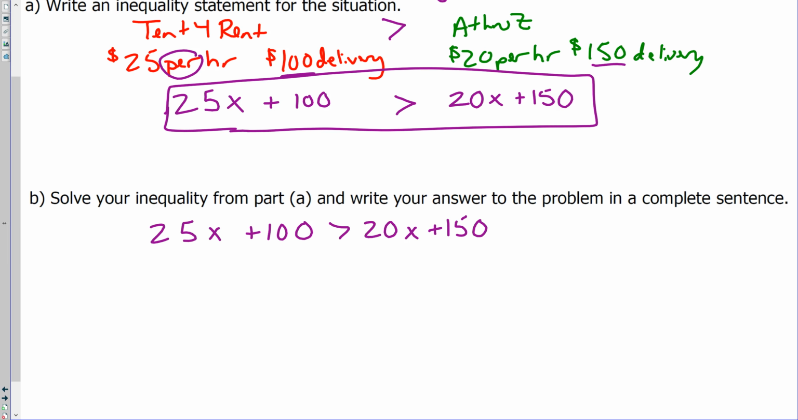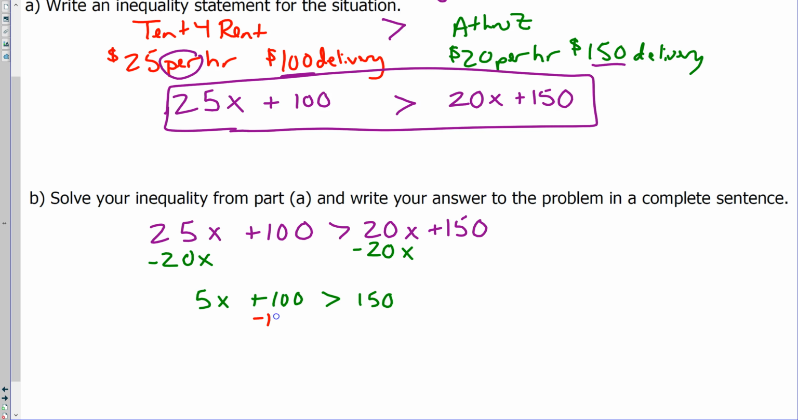So if I want to get x by itself, I could move this 20x by subtracting from both sides. So 25 minus 20 leaves me with 5x plus 100. Now the key thing here is there's no equal sign. So what would be playing the role of our equal sign, that's our inequality symbol. And we got to make sure that we keep track of that guy, that we continue using that inequality symbol on each step of our work.